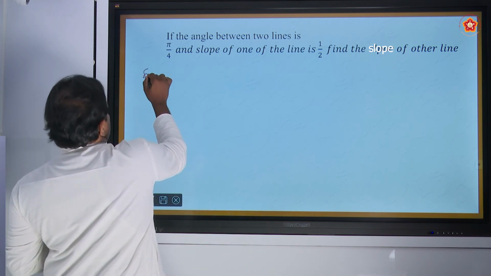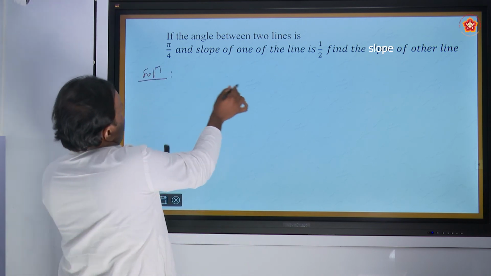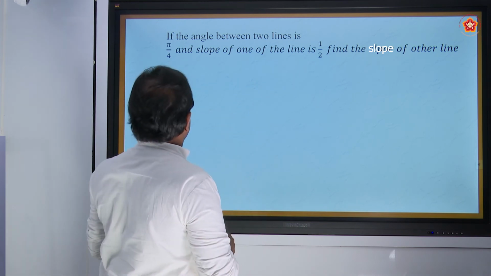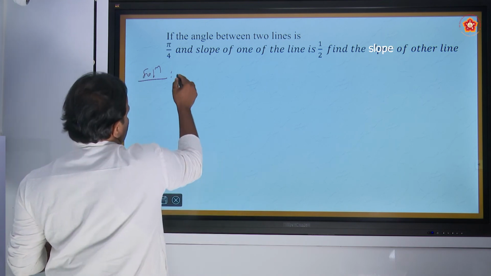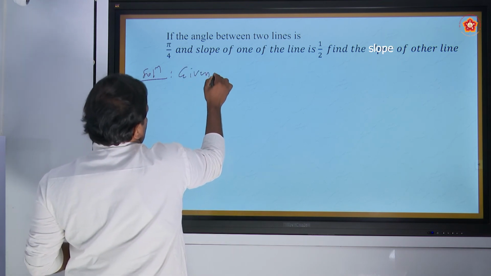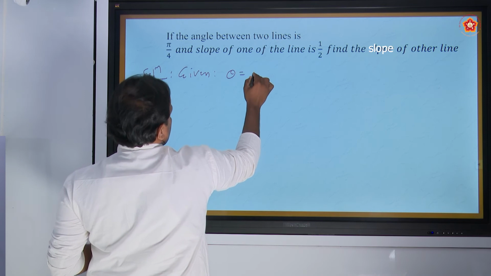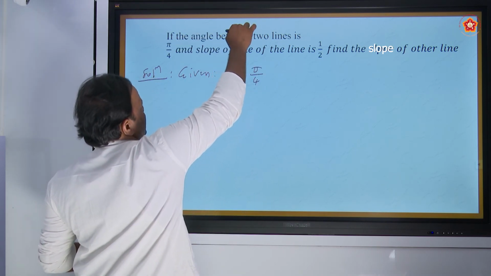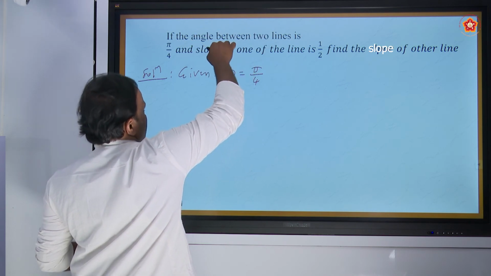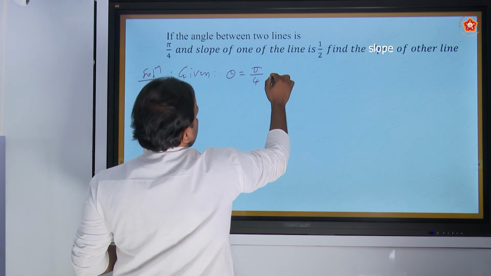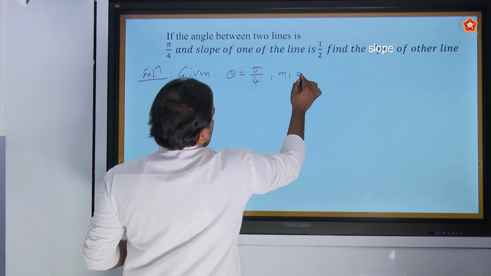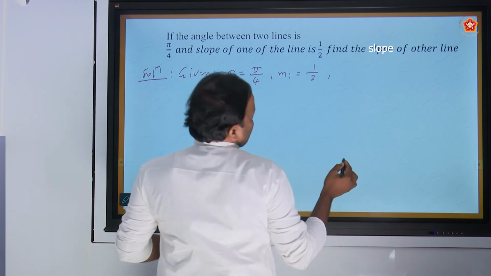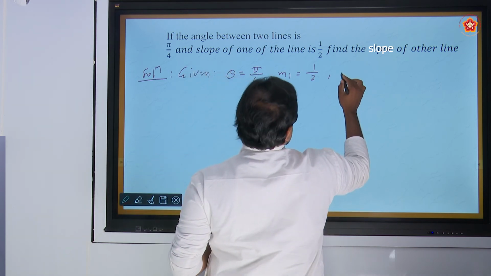Okay, solution. I think this is the last problem in the session. If the angle between two lines is given, directly the angle is given here, theta equal to pi by 4. If the angle between two lines is pi by 4, theta is given, and the slope of one of the lines is, say, m1, where m1 is equal to 1 by 2, find the slope of the other line, say m2.